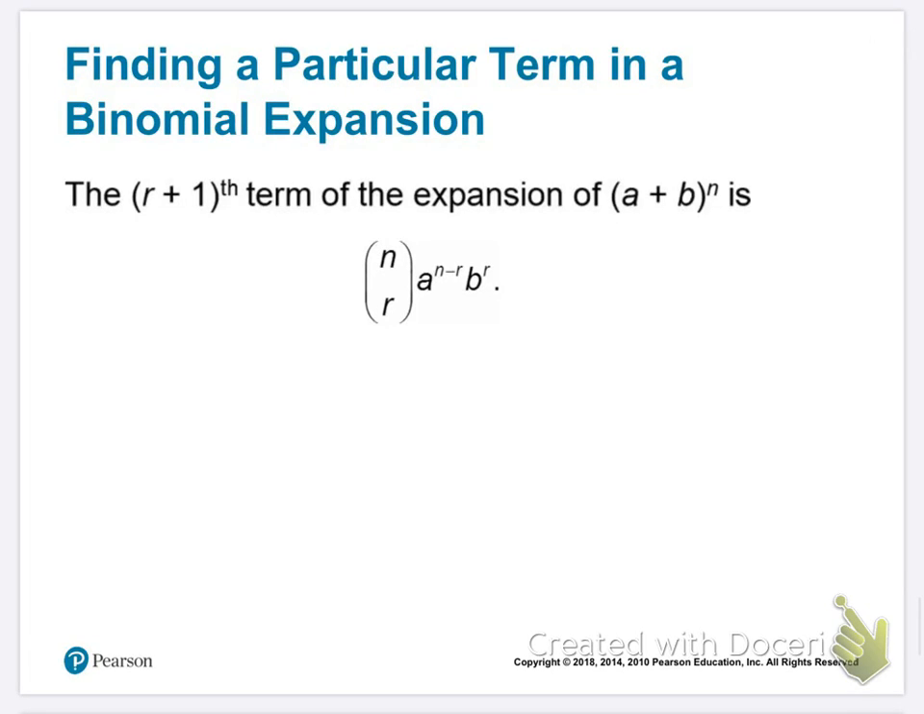Okay, 10.5, part 3, finding a particular term in a binomial expansion. So instead of expanding the entire thing like we did yesterday, now I can say I want you to find the fifth term or the fourth term or the third term, and this is how we do it. The key part here is noting that the r plus 1 term in the expansion is n choose r, a to the n minus r, b to the r. So make sure you're noting that, and we're going to see this in action in 1 second.